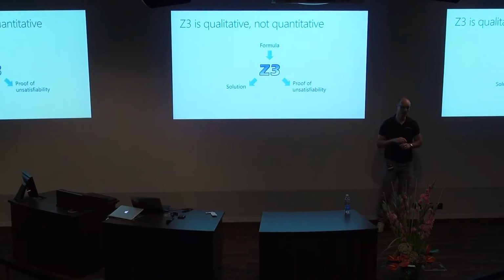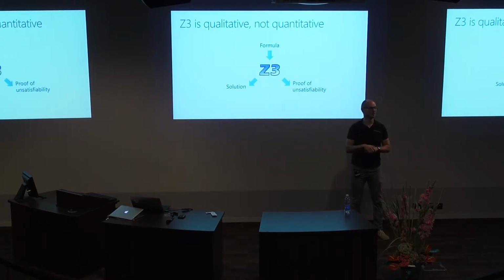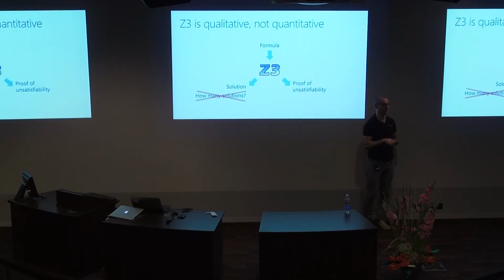And so what Z3 can give you is either a solution, a model, or a proof why the solution doesn't exist. But one thing that Z3 does not give you, so what are the limitations of Z3? It's very easy: it doesn't tell you how many solutions there are. You'd have to drive a loop over assignments to enumerate them all.